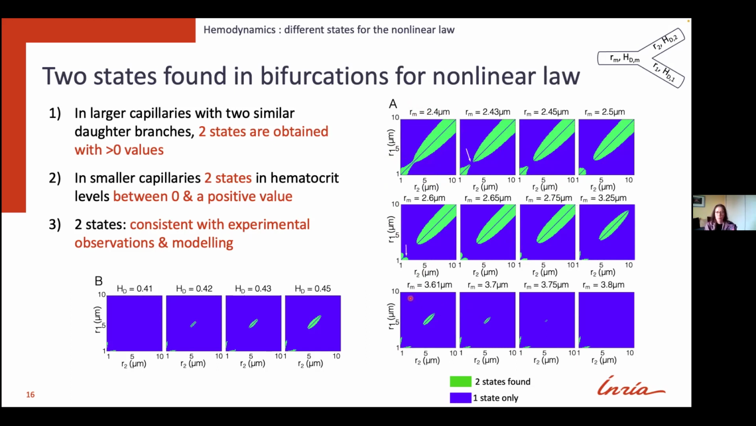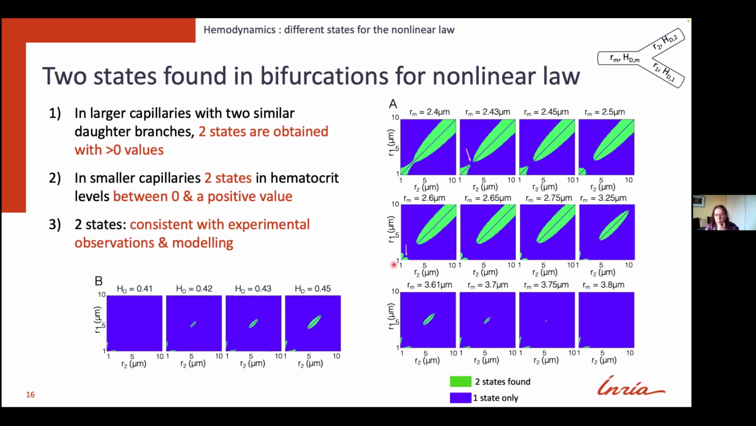So basically, there are two regions in larger capillaries, which have similar daughter branches. We have these two states happening.